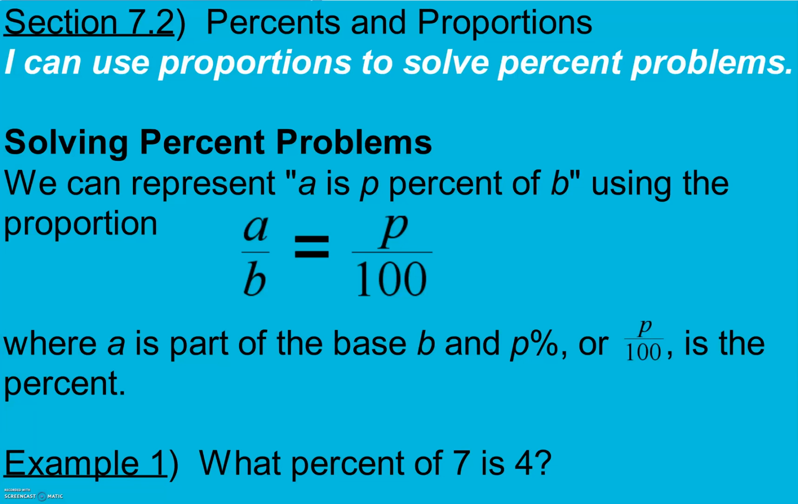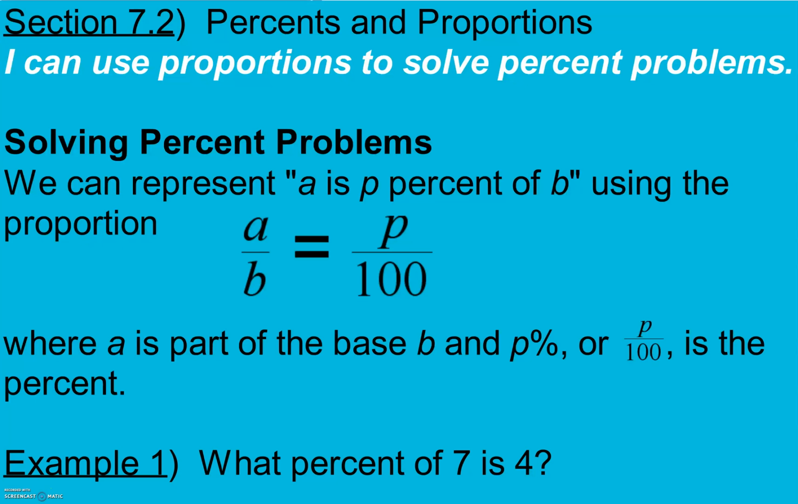Section 7.2 is percents and proportions. I can use proportions to solve percent problems. Solving percent problems here, we can represent A is P% of B using the proportion A over B equals P over 100, where A is part of the base B and P% or P over 100 is the percent.